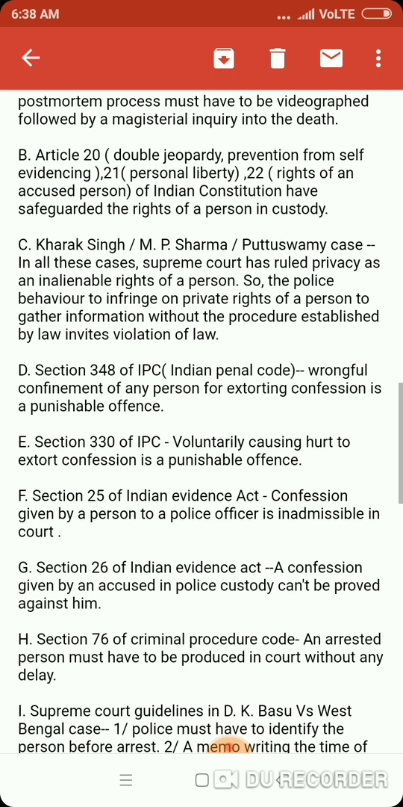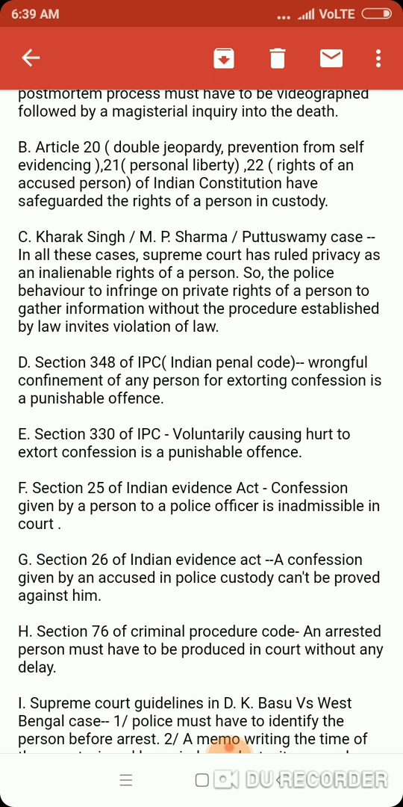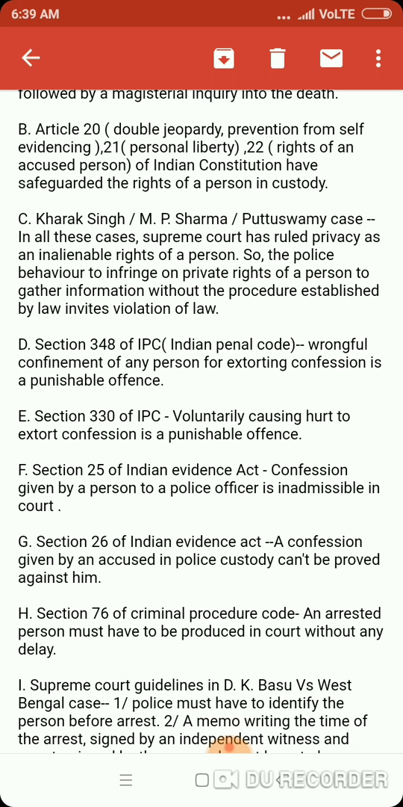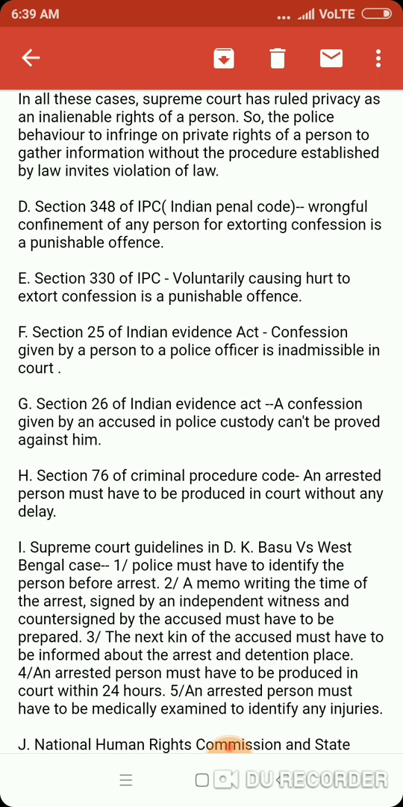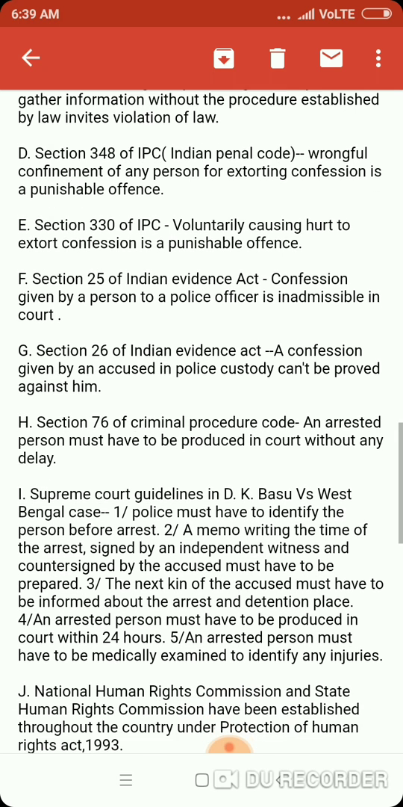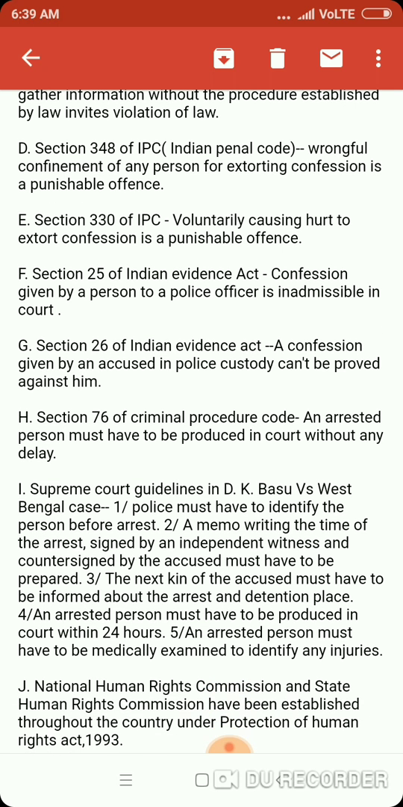Then come to the IPC. What are the main provisions of the IPC? Keep in mind that you are not a law student here, right? So you need not make any detailed analysis of provisions. Just two very important provisions of IPC, like Section 348 and Section 330 of IPC. In the same way, the Indian Evidence Act, again two important provisions, Section 25 and Section 26, and again the Criminal Procedure Code, Section 76.